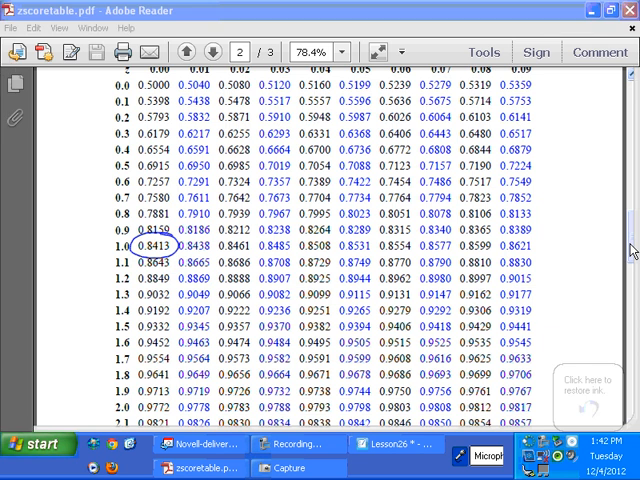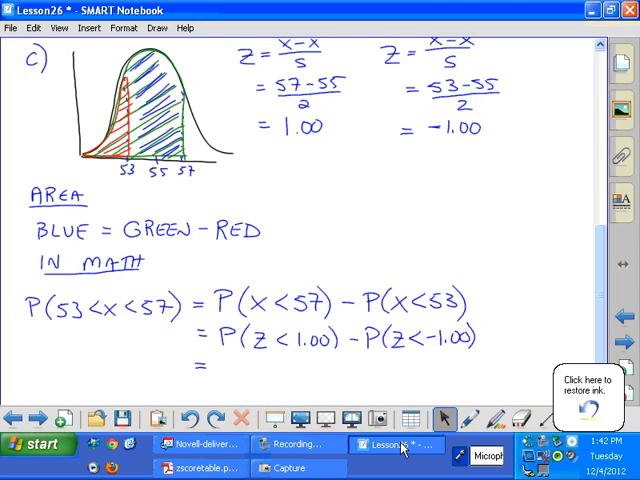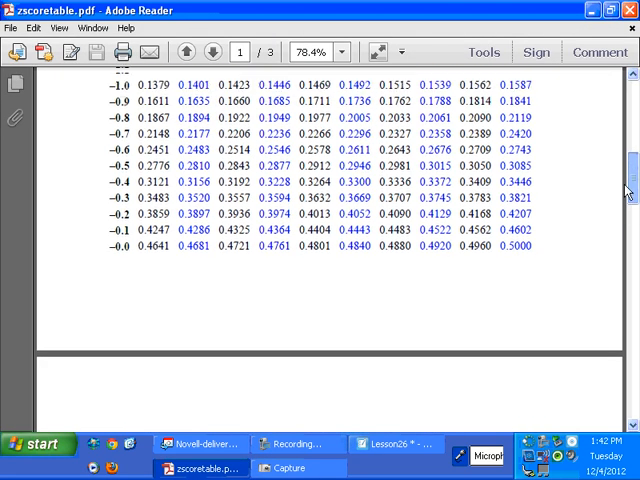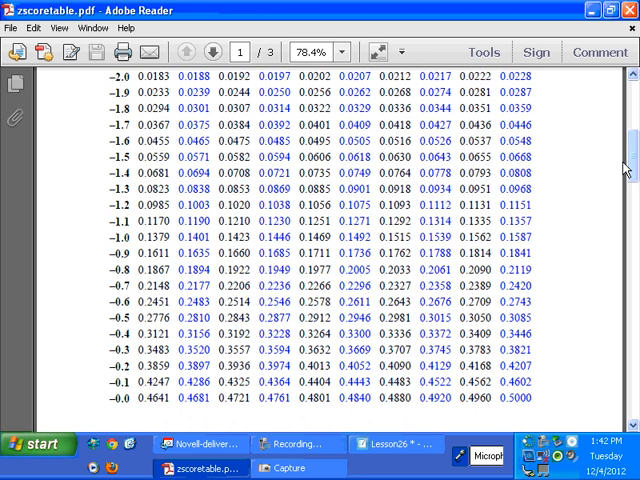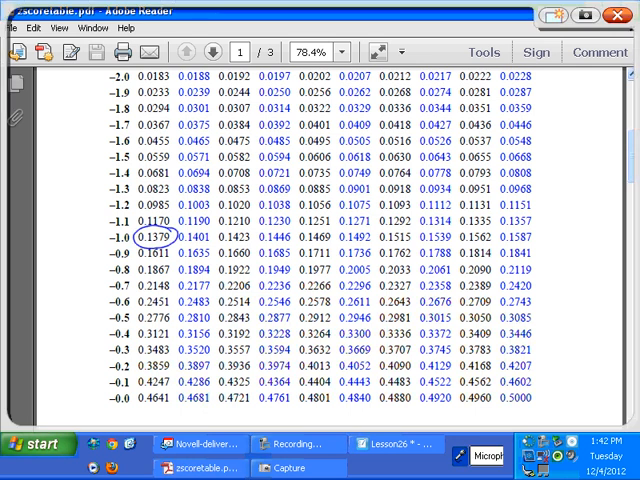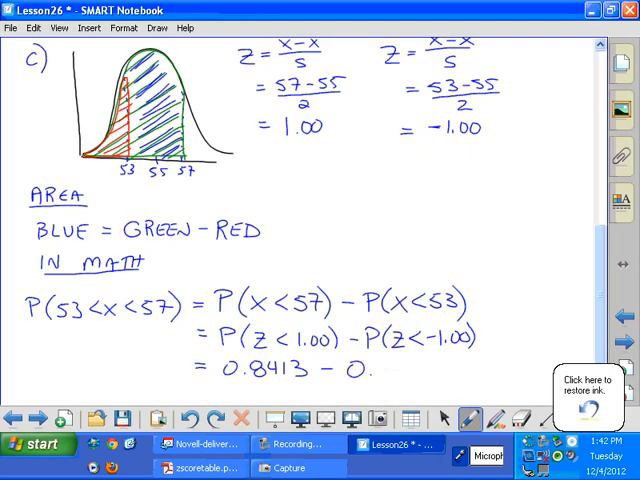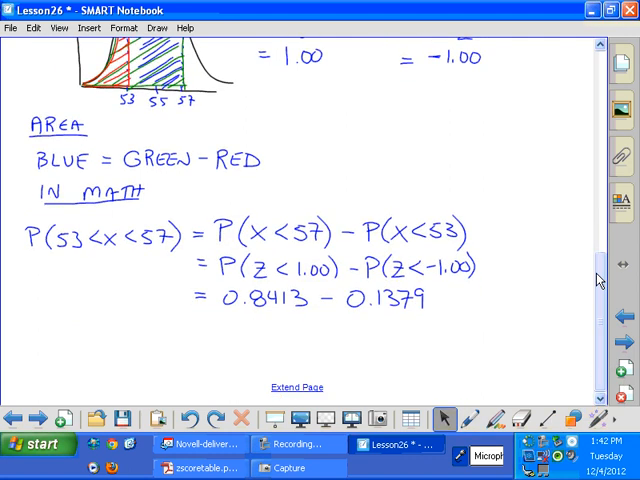Positive 1 is 0.8413. Here we can see if I remember those numbers. 0.8413. So that would be the green region, minus negative 1. Moving up. Negative 1. There it is there. Negative 1 is 0.1379. And here we go. So now we've started with something simplified.